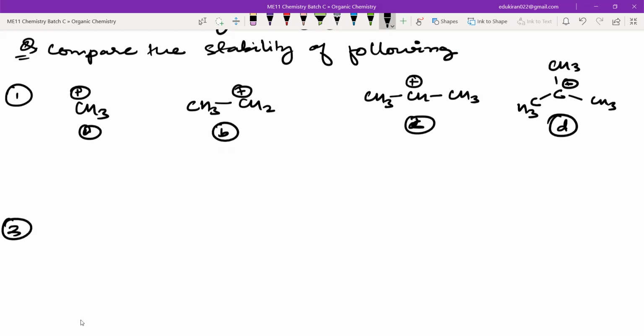D. No, hyperconjugation. Is there any hyperconjugation anywhere? Yes, sir, in D it is there. Okay. What is the condition for hyperconjugation? You tell me the conditions. There should be sp2. So tell me, for A, is there any sp2 carbon? Is there any sp2 carbon in CH3 positive?